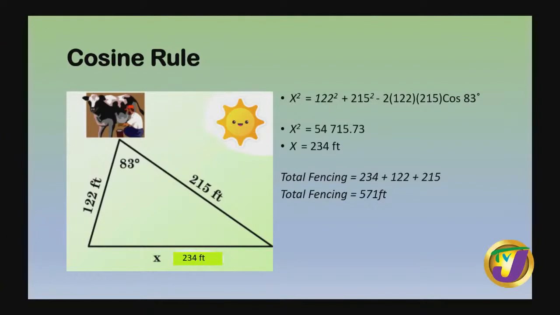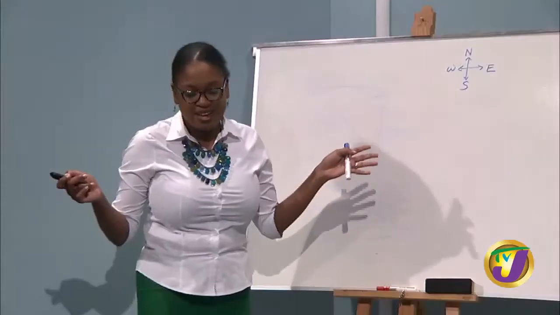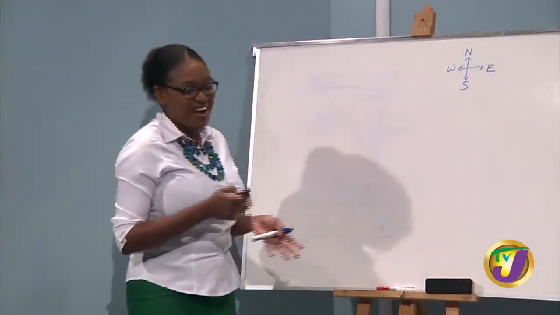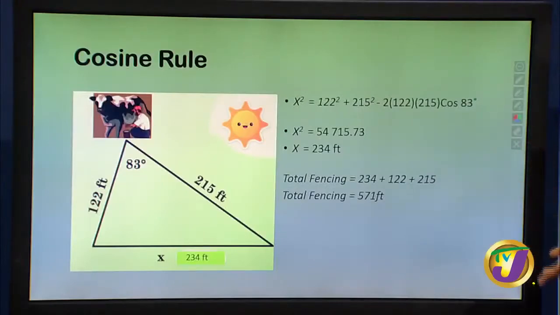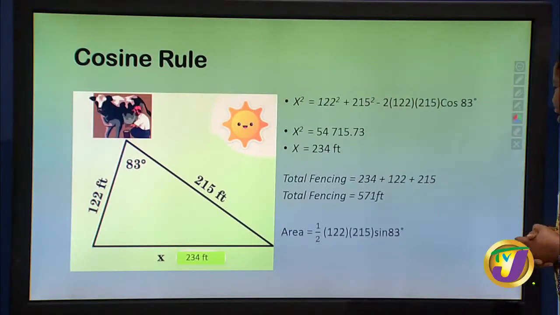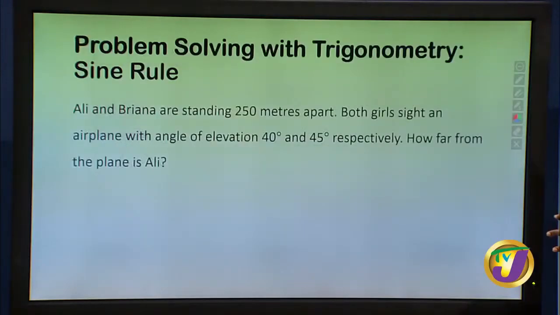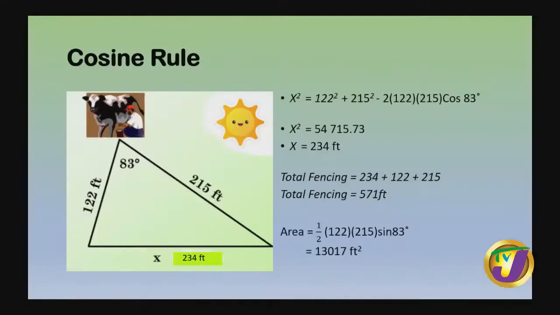And then the final part of our question asked us for the area. Half base times height? This doesn't look like a right triangle, so half base times height is just not going to cut it. We have to use the other formula, where we have two sides and an included angle. So half the product of the two sides times the sine of the included angle. After simplifying, that gives us an area of 13,017 square feet. So that's that. Now to the sine rule.